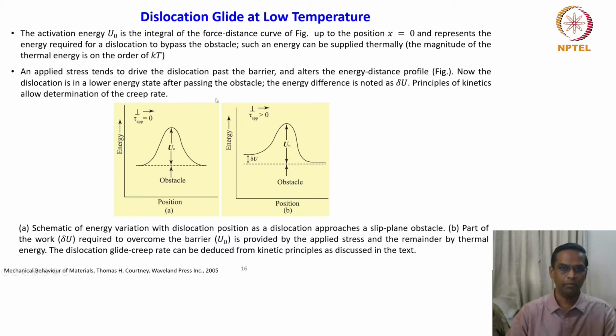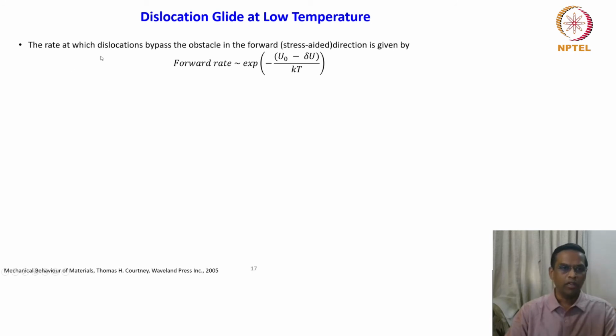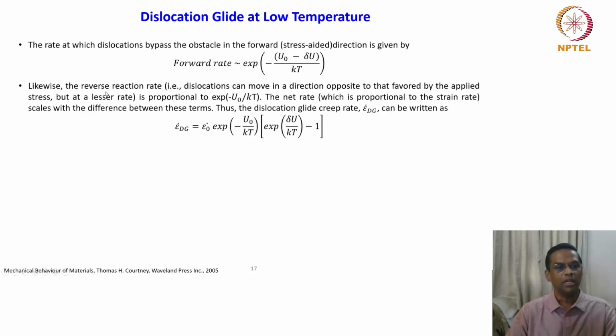So how do we find the creep rate for the dislocation glide creep? The rate at which the dislocation bypasses the obstacle in the forward, that is stress aided direction, is given by: forward rate is approximately equal to exponential of minus (U naught minus delta U) by kT. This is for the forward rate. Likewise, the reverse reaction rate, that is the dislocation can move in the direction opposite to that favored by the applied stress, but at a lower rate, is proportional to exponential minus U naught by kT.